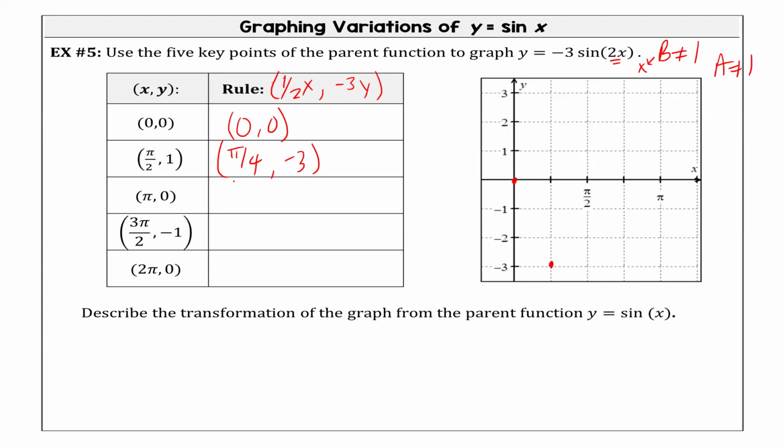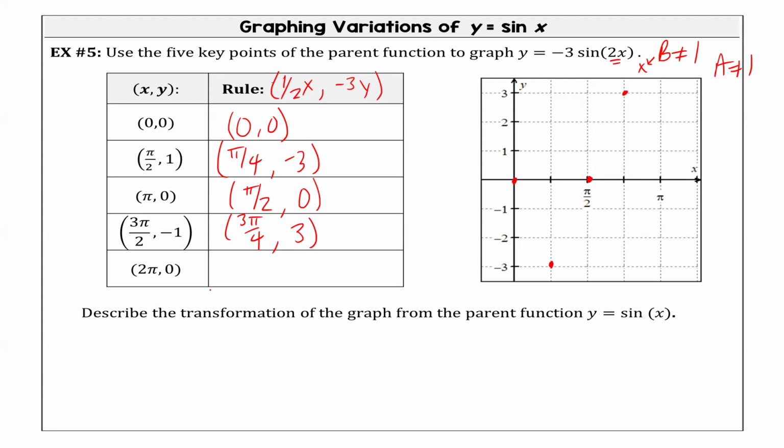Pi times a half is pi over 2. 0 times -3 is 0. So at pi over 2, I'm at 0. 3 pi over 2 times a half is 3 pi over 4. -1 times -3 is 3. So at 3 pi over 4, which is halfway between half and a whole, I'm going to go up to 3.